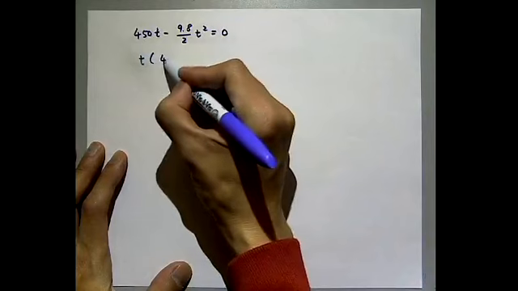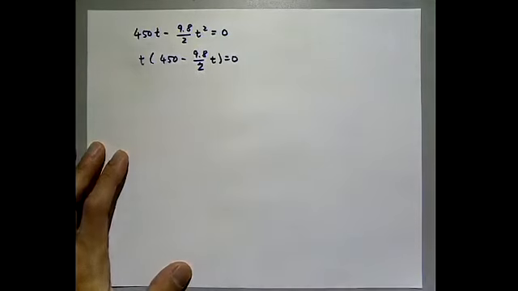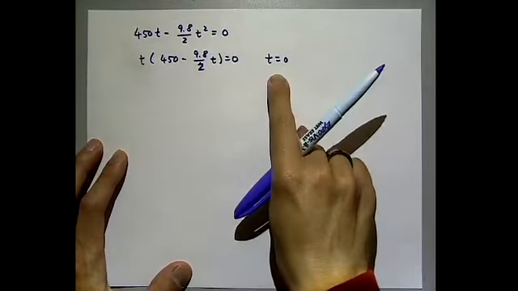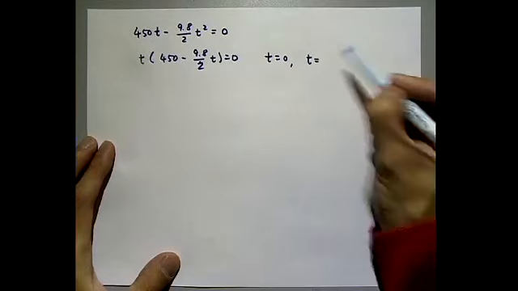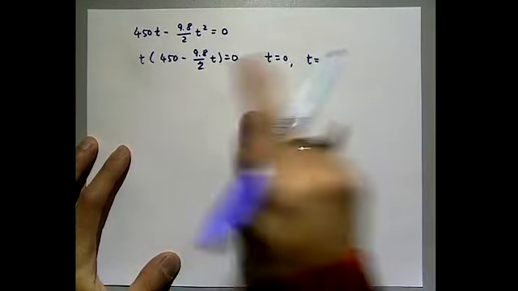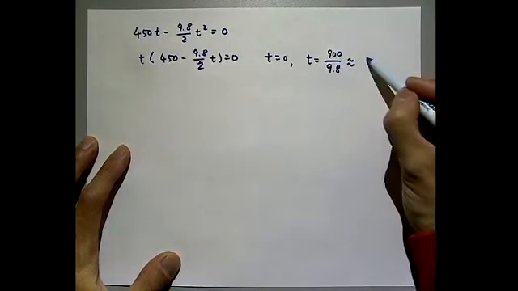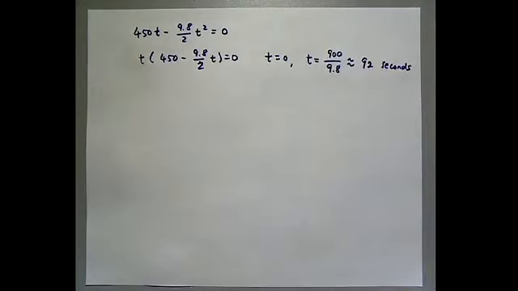Take out a t. So we see that t is equal to zero. That's when we start, so that makes sense. We should find two times, right? When we start and when we end. The second time must be when we impact the ground. So that would be from here, t is equal to 900 over 9.8, which is roughly 92 seconds. Okay, so this thing travels in air for 92 seconds, and at the end of that motion, it hits the ground.